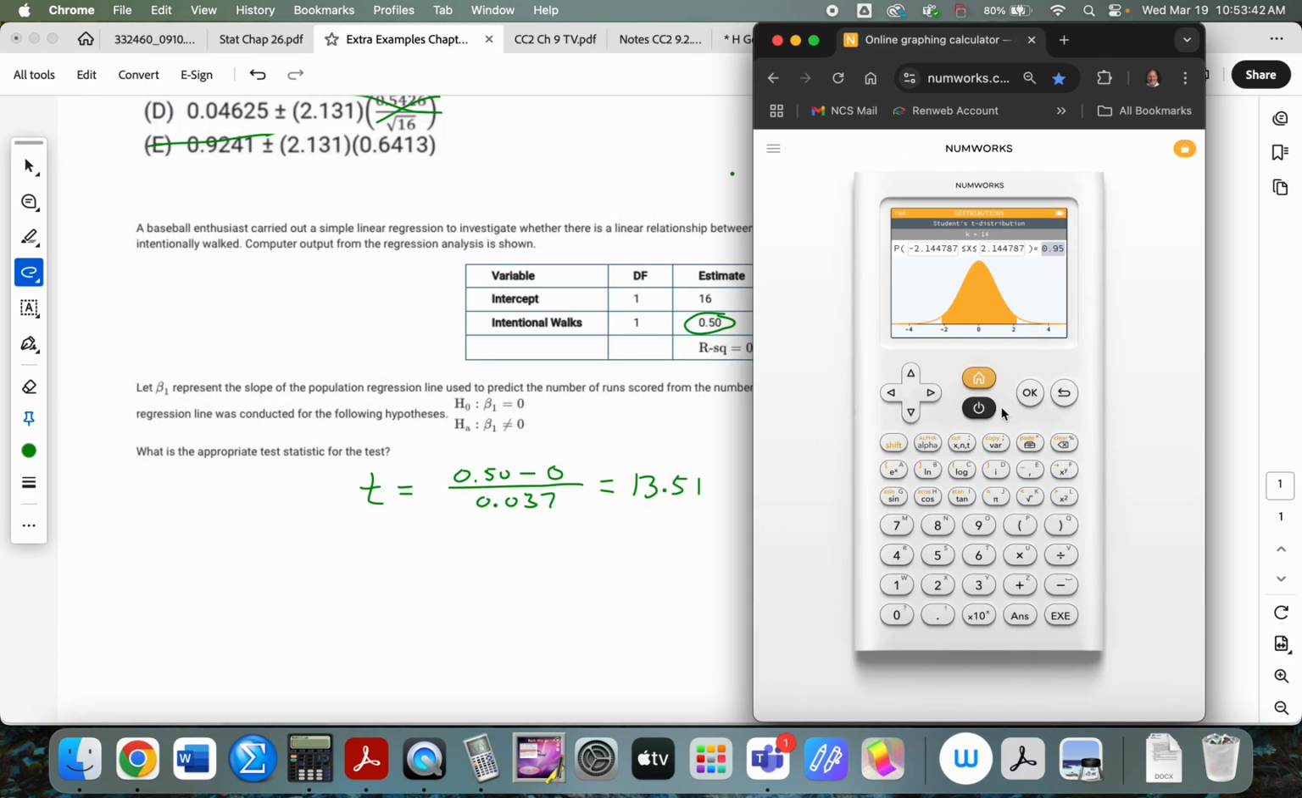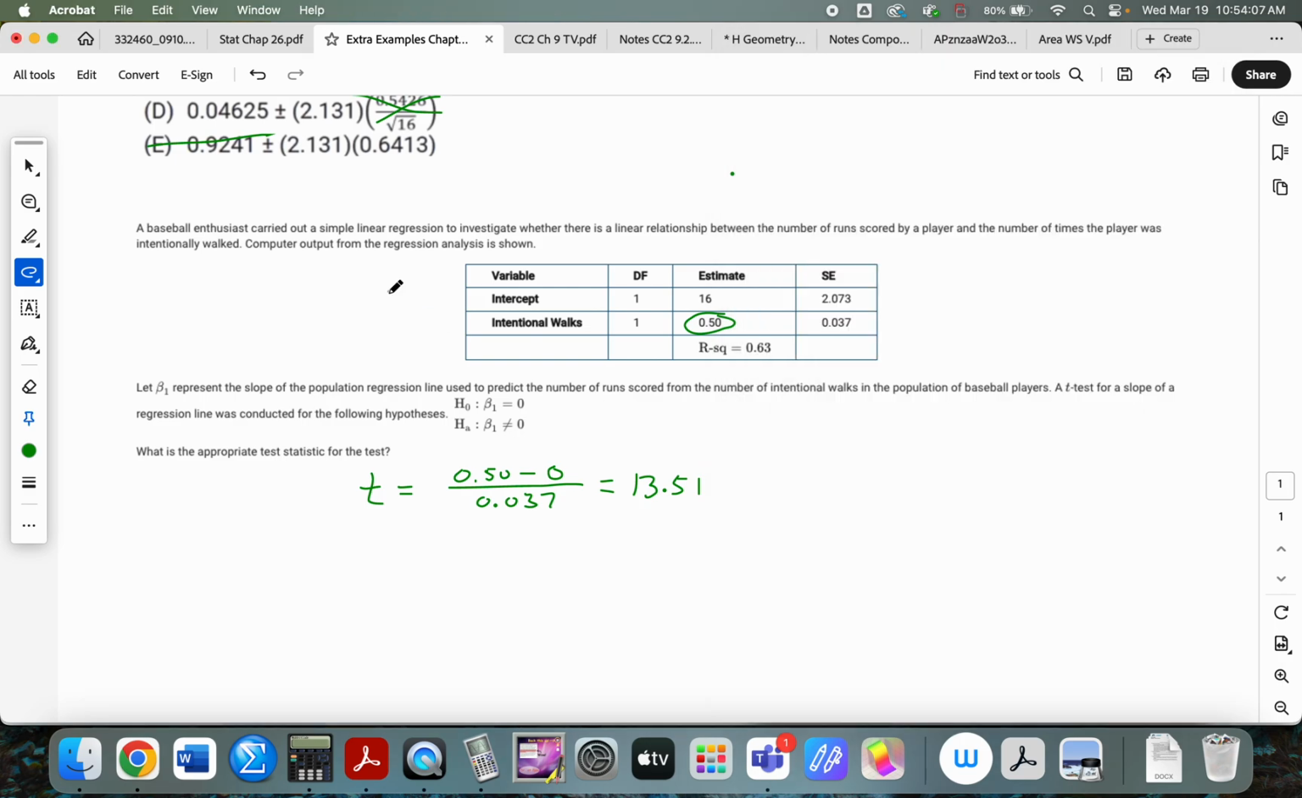So if you did this, let's go back to here. We're doing a student's t model. On the model, did it tell us how many degrees of freedom? It'd be 14 degrees of freedom. Why? It's 16 minus 2, because 16 is the sample size, and we do minus 2 because we're doing a slope.